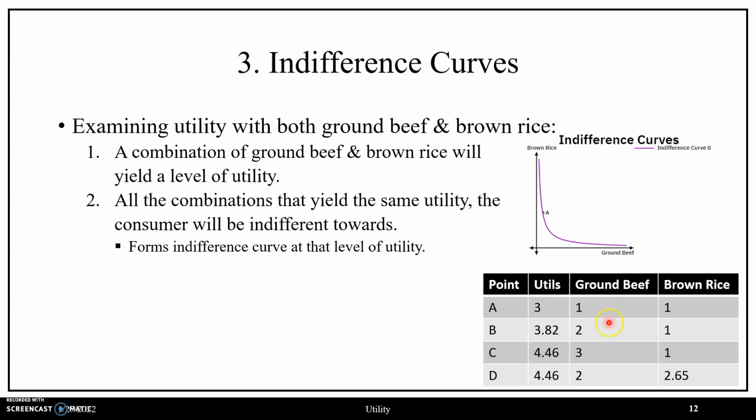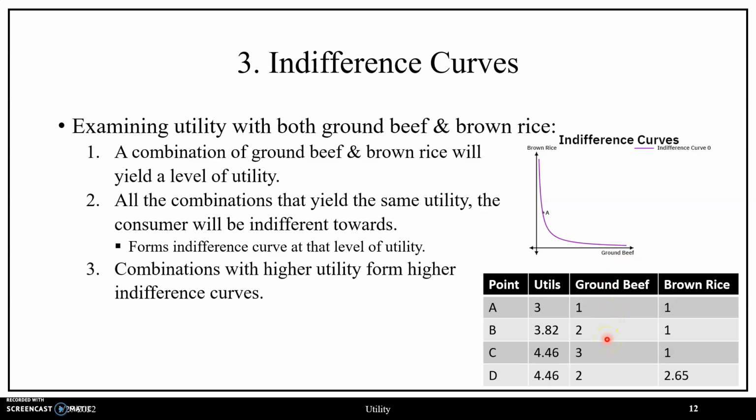Or in this case, being on a higher indifference curve will represent higher utility, as we can see with point B, where with 2 ground beef and 1 brown rice, this provides 3.82 utils as opposed to 3. And we can see in terms of our point, it's above our initial indifference curve. And so this generates indifference curve 1, where this is going to be all the combinations of ground beef and brown rice that provide 3.82 utils to the consumer.